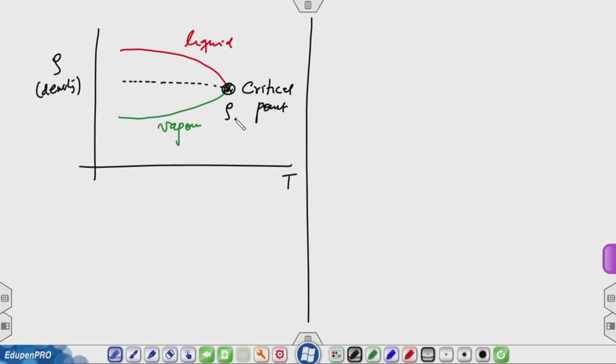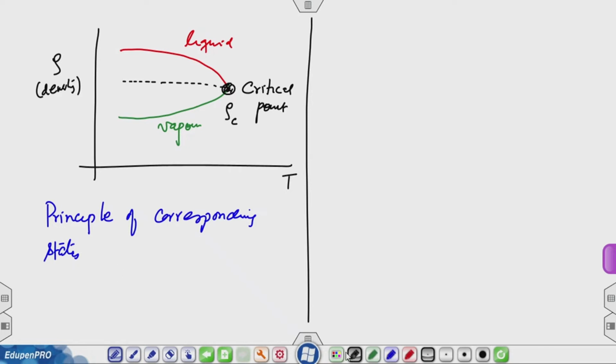And this I will call rho C. Now, there is a principle of corresponding states that tells you something universal about the curve that we just plotted.